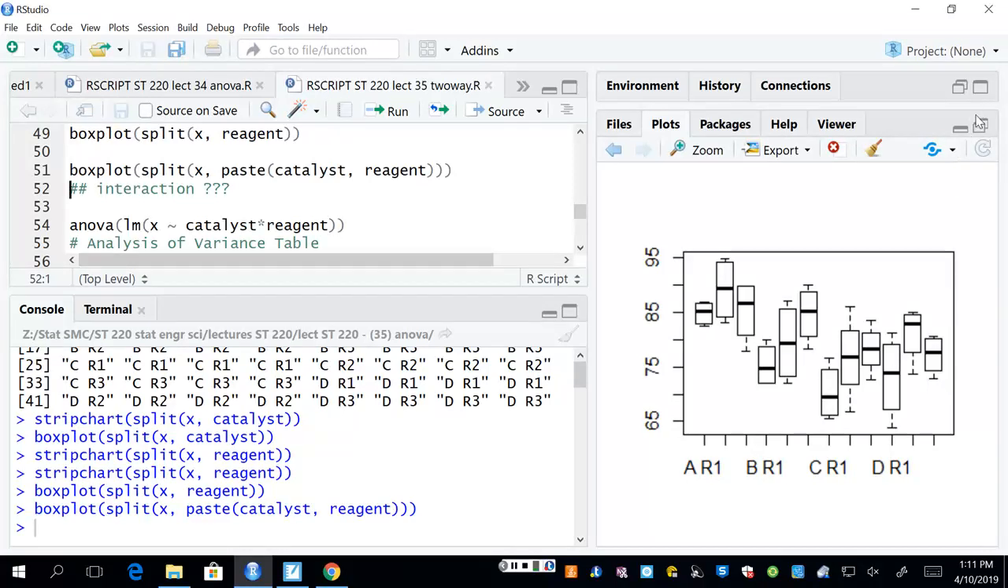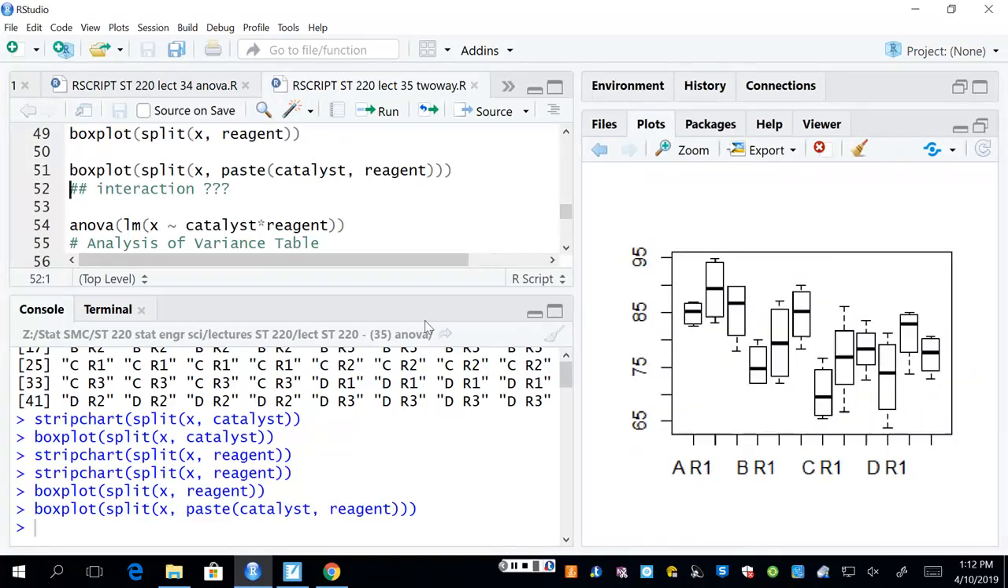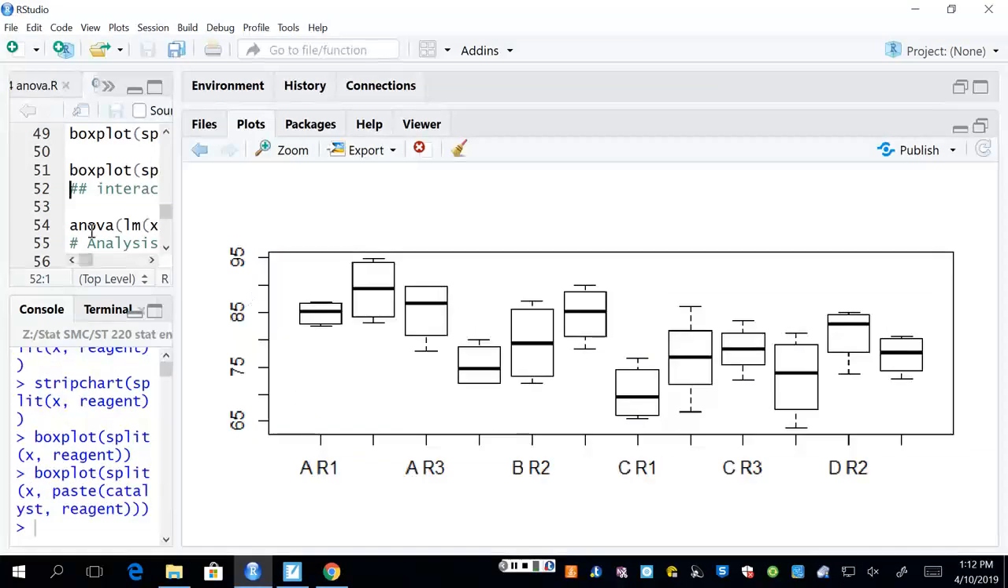And this is a... let me just look at it real big. Let me try to rerun that, if I can. I can't quite see all of it, but these are the A's, the B's, the C's, and the D's.